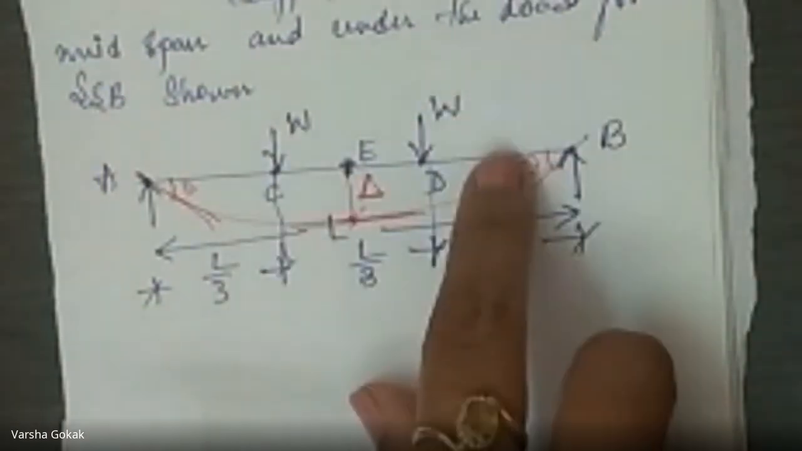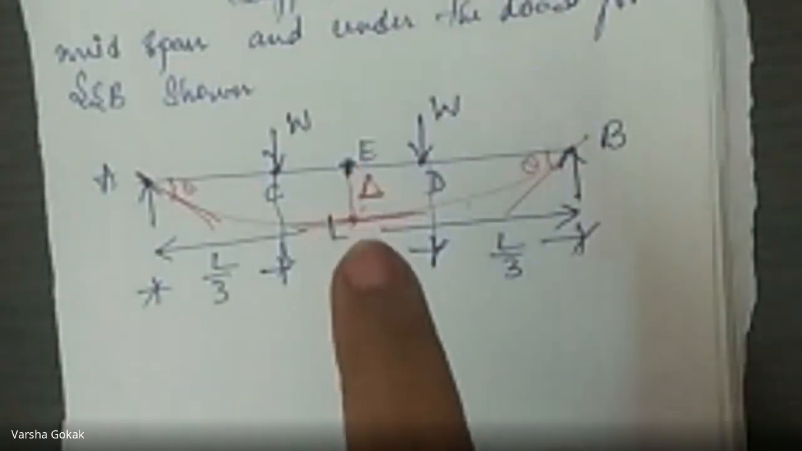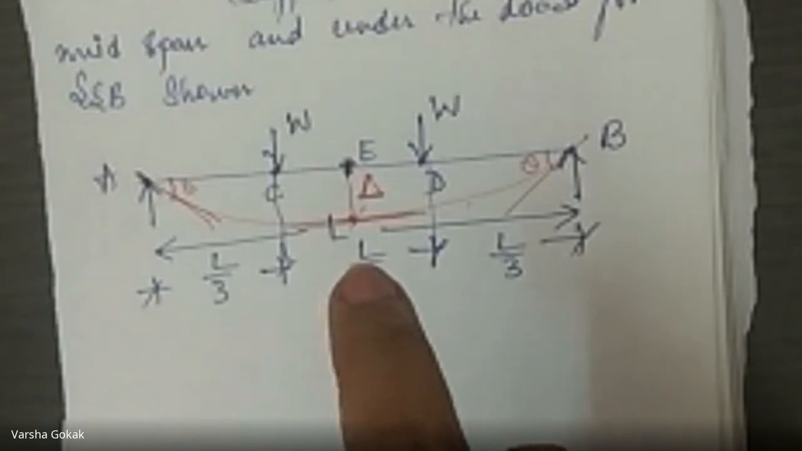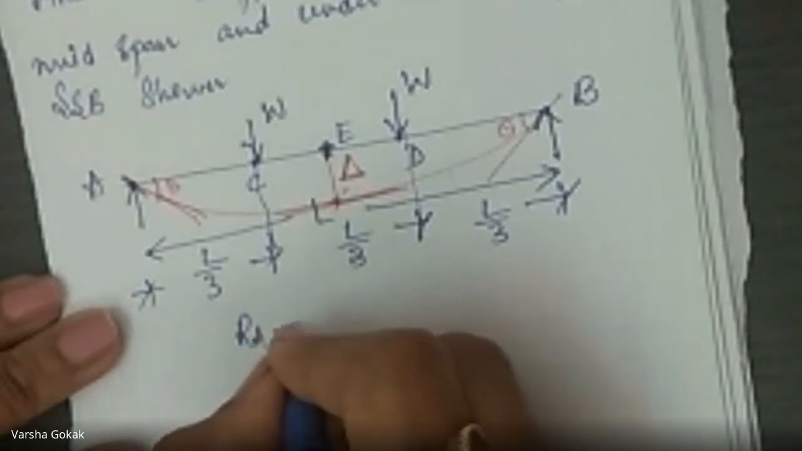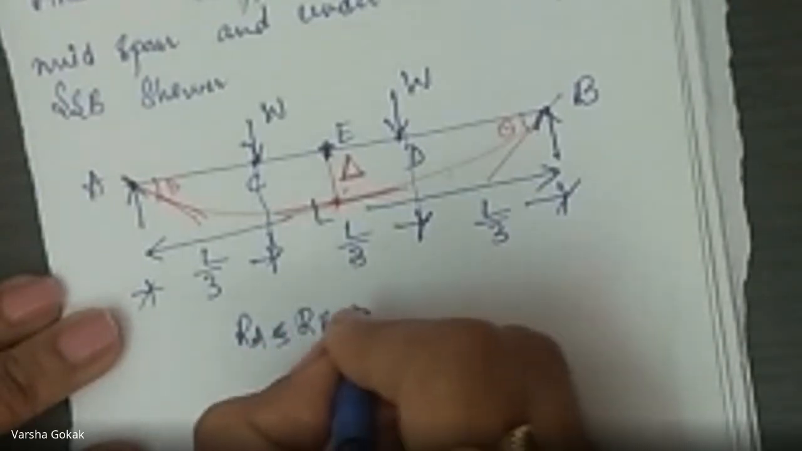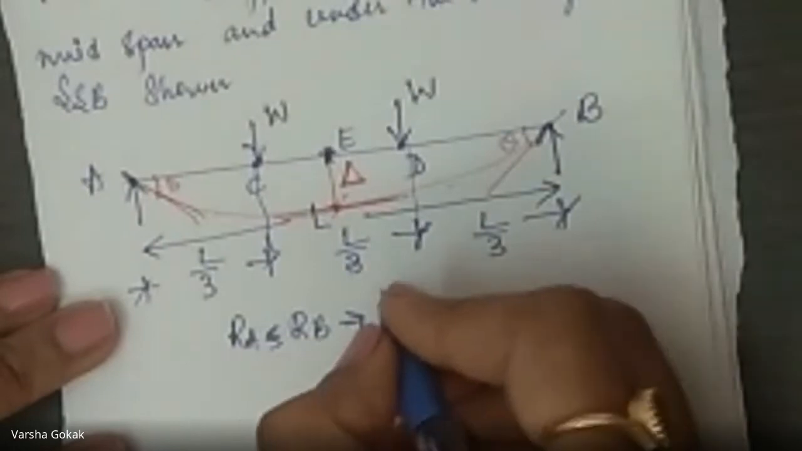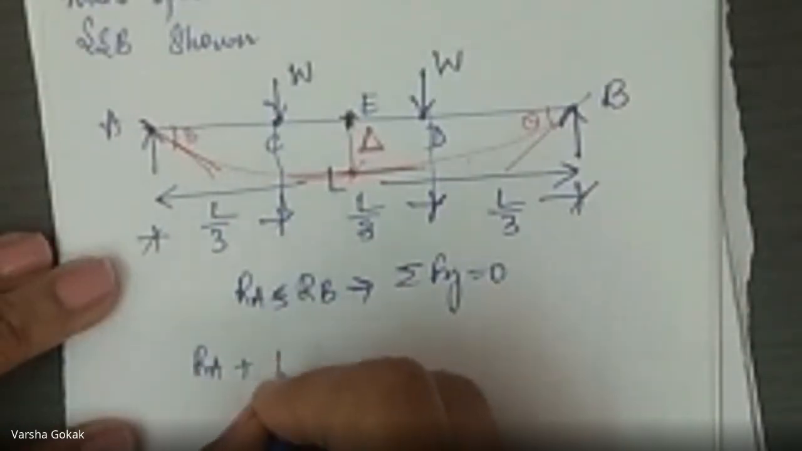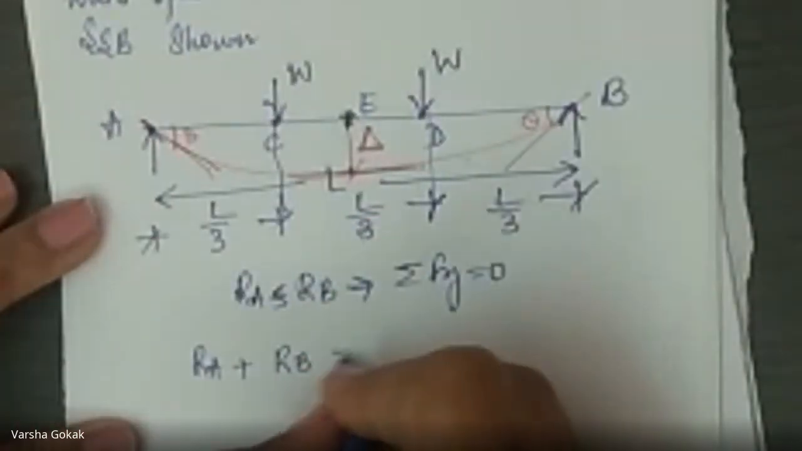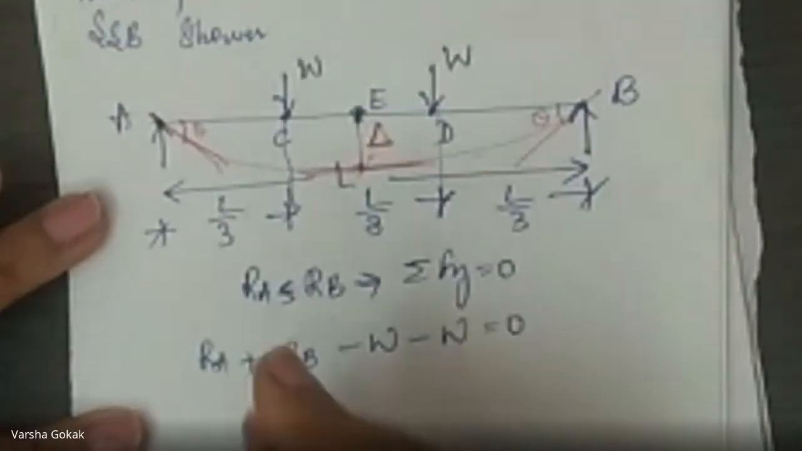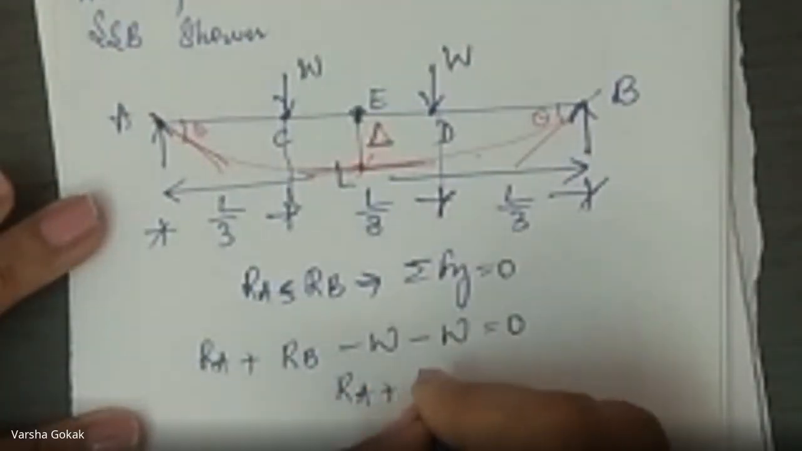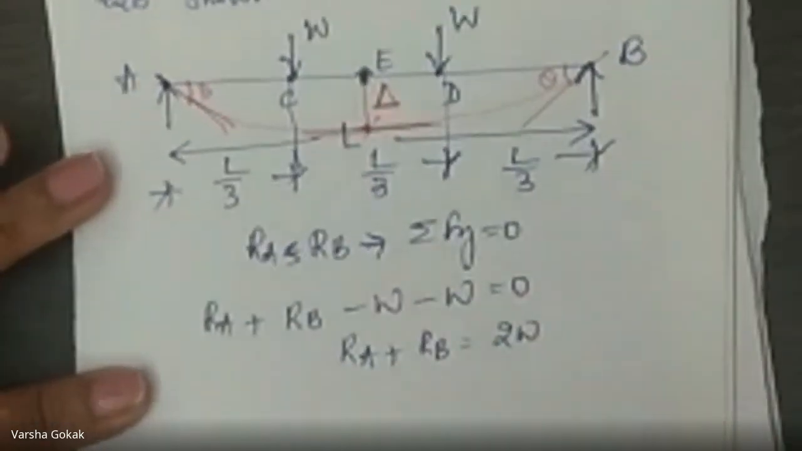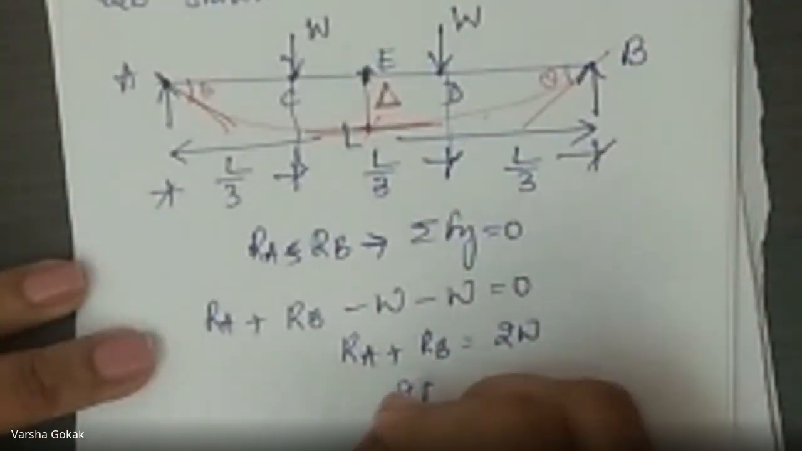In this case, the bending moment diagram we have to draw first. How do we draw the bending moment diagram? For the bending moment diagram, I require RA and RB. How do you calculate RA and RB? If I take summation of Fy equal to 0, going by the strength of materials method, I have RA plus RB, both upward, minus 2W equal to 0. So RA plus RB is equal to 2W.